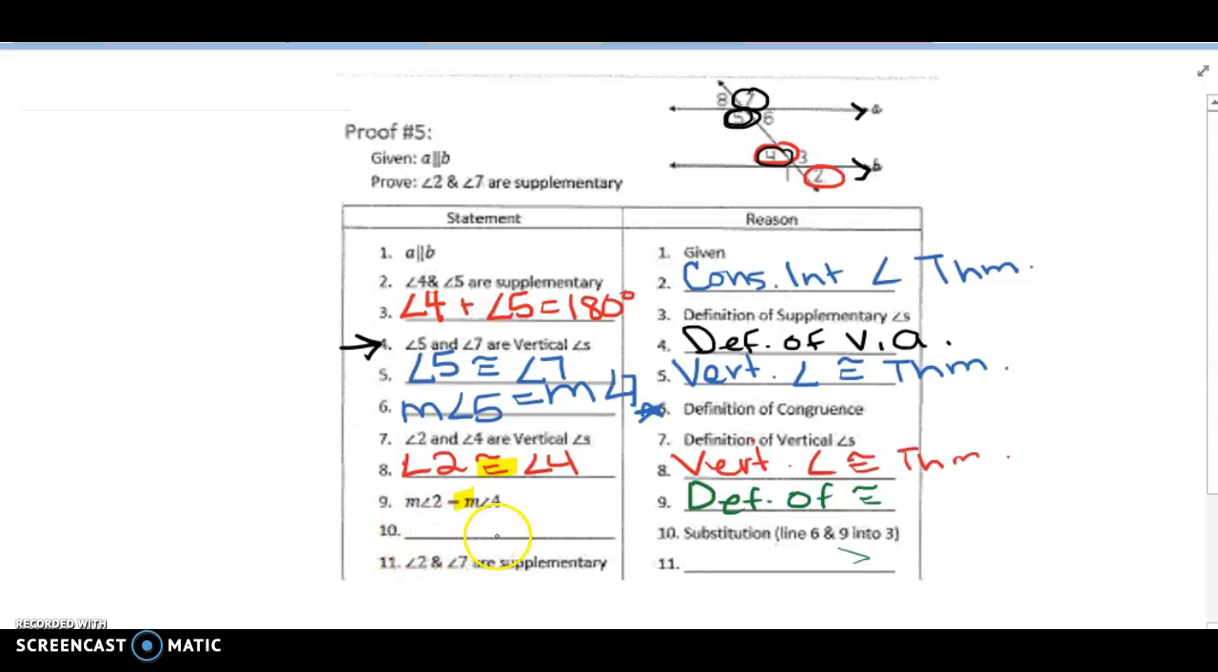All right, on step 10, I'm going to substitute line 6 and line 9 into line 3. Okay, so I'm going to rewrite line 3. So something plus something equals 180. Okay, so line 6 tells me 5 and 4 are equal. So I can substitute 5 in for 4.